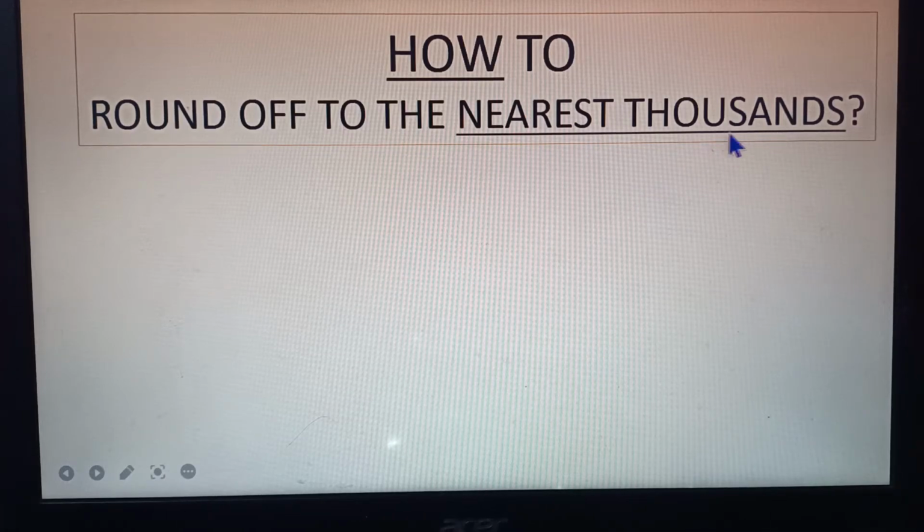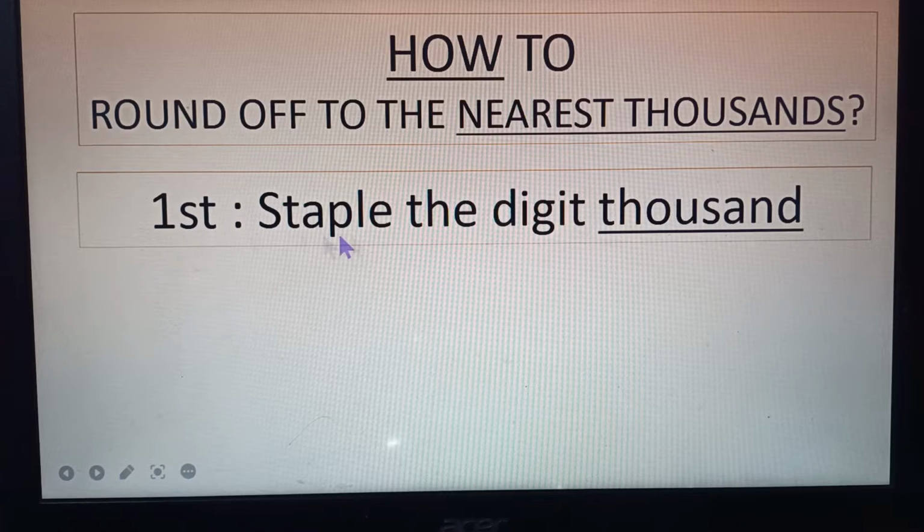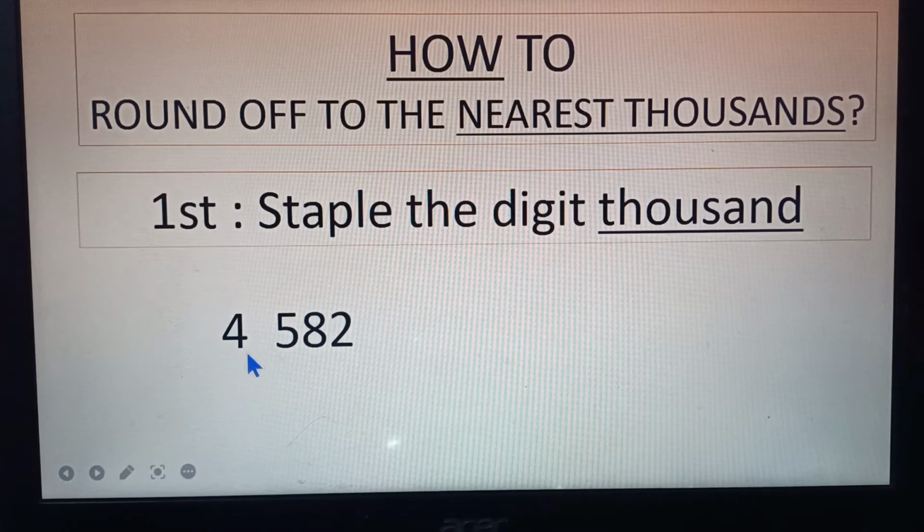Okay, how do you round off to the nearest thousand? Let's see. First step, do you still remember, kalau tadi round off, I used to show you the word staple, the digit thousand. Okay, first, this is the number, contoh nombornya 4,582. So first of all, we have to find the nearest thousand. So mesti cari mana value of thousand sini. Let's start dari di belakang. This is ones, tens, hundreds, and digit 4 is thousands. So this is what we're going to staple.